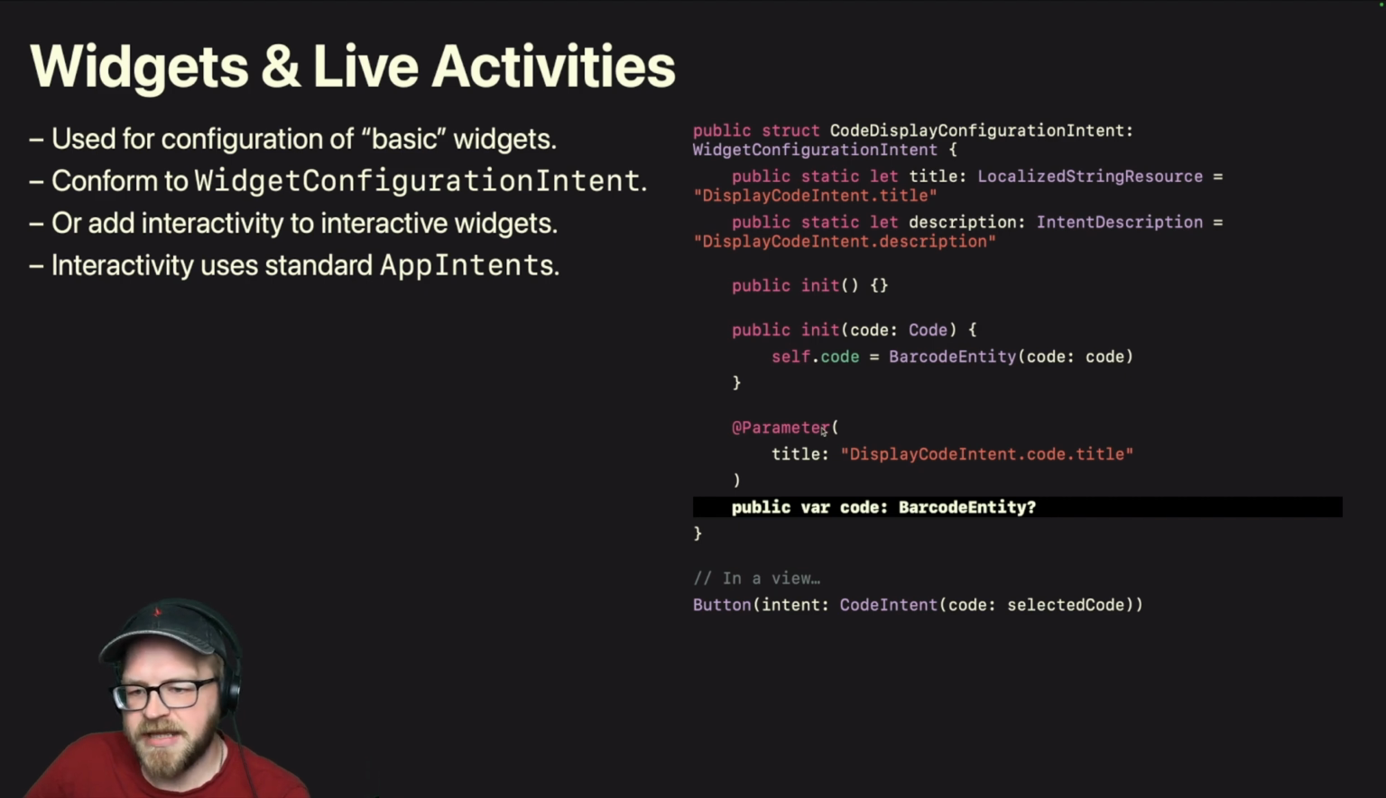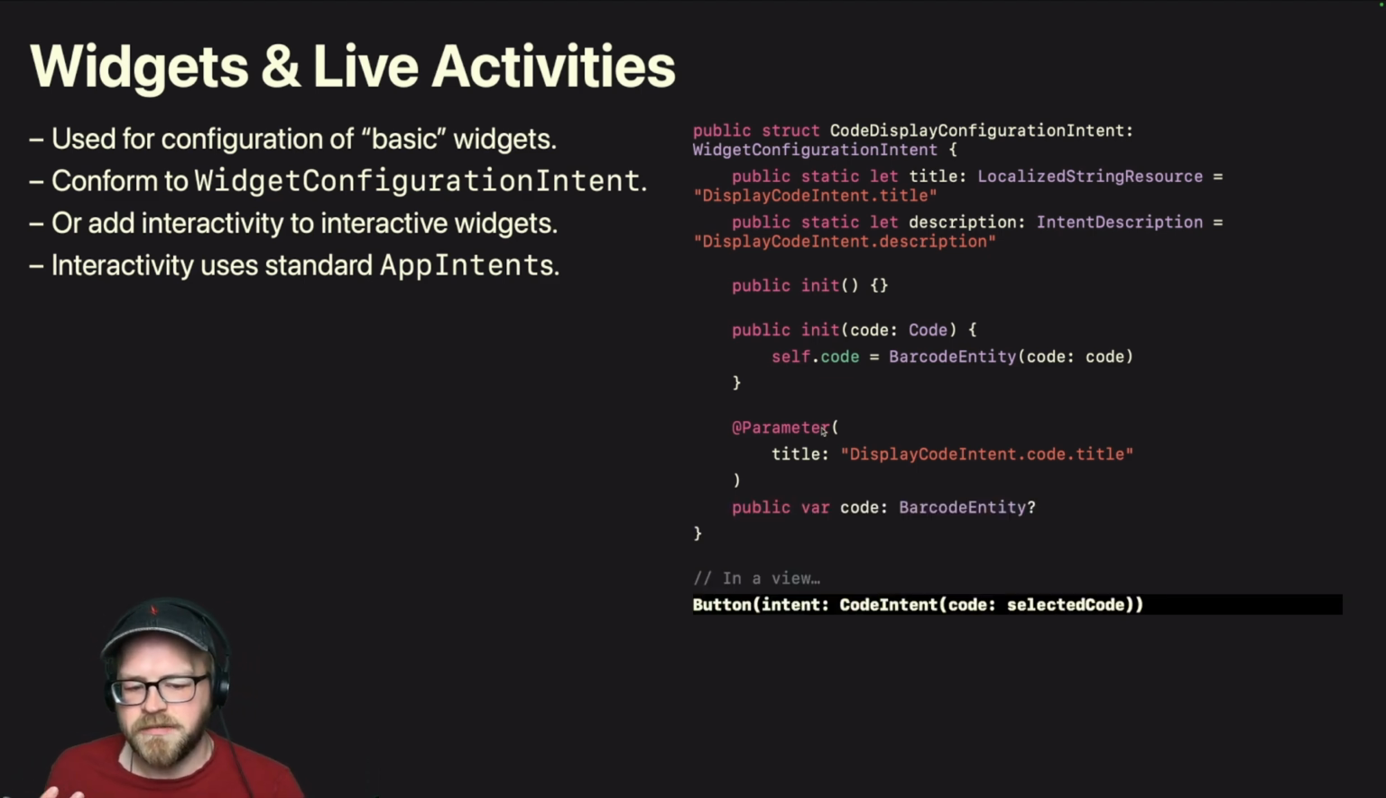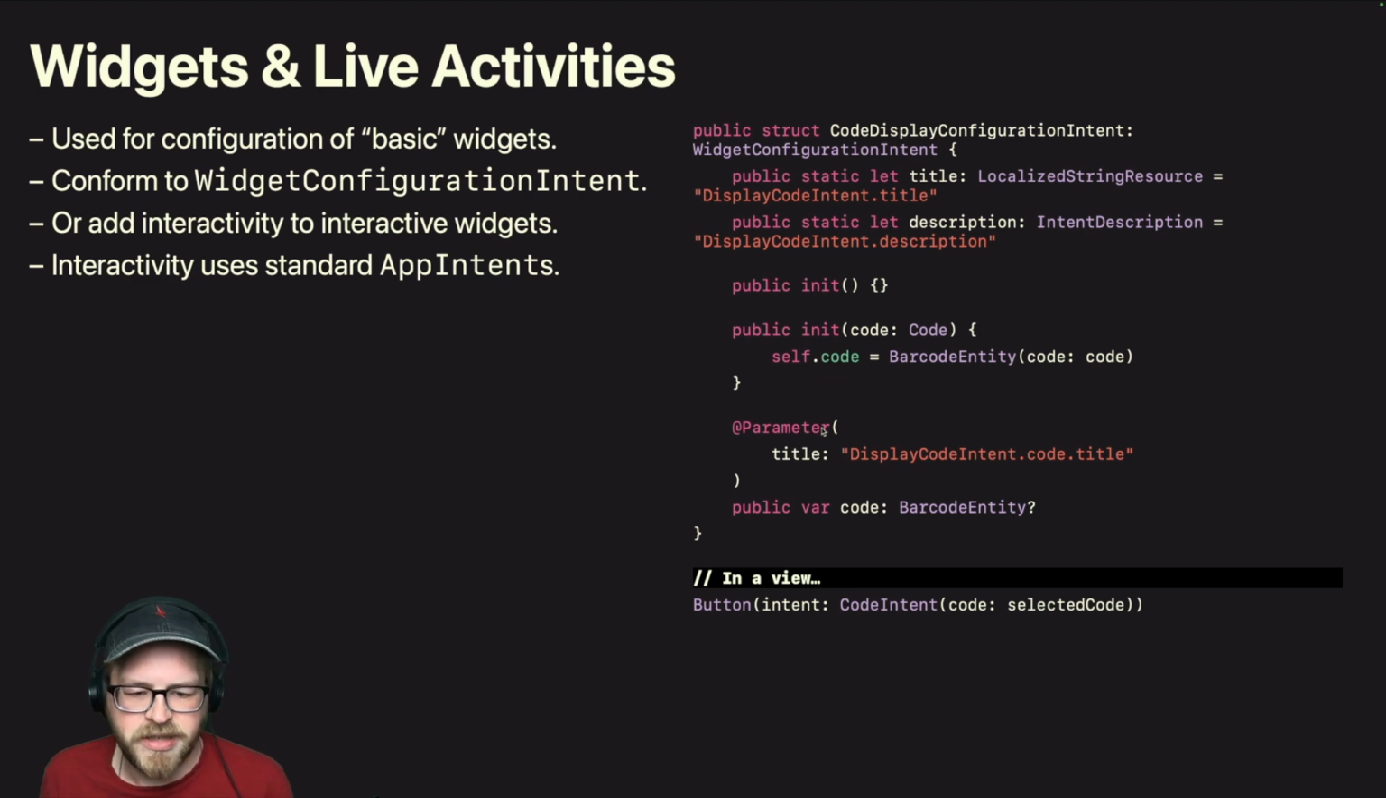It can also be used to add interactivity to interactive widgets. So if you've got a widget on the home screen that you can tap on and have it do various different things, that will just call an app intent, and you can use just a regular standard app intent there. You don't have to conform to anything special. Here is me using the intent that you saw previously in just a custom widget. You literally just have a SwiftUI button, and that button takes an intent parameter. You can pass in whatever intent you want, and it will perform that intent when you tap it.